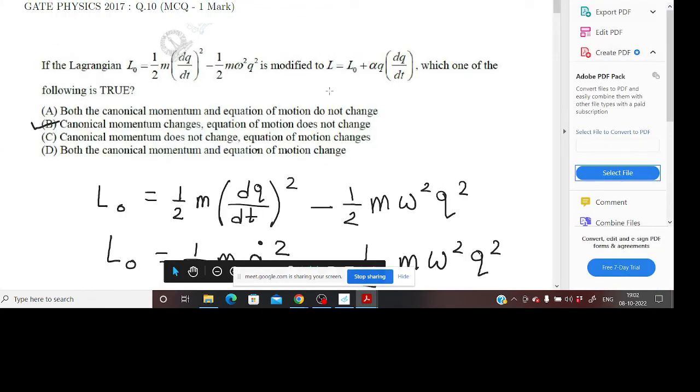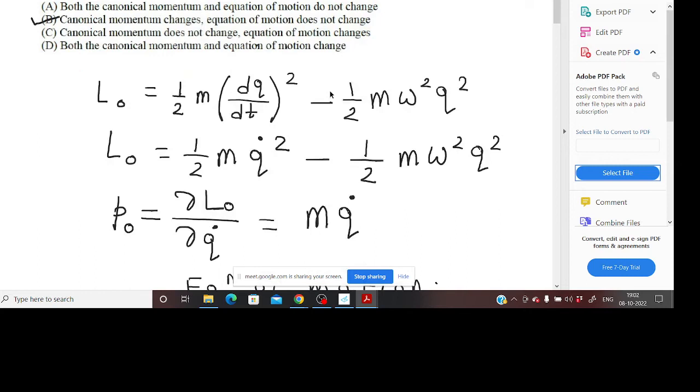Okay, so this was the question, right? Initially the Lagrangian was L0, equal to half into m into (dq/dt) whole square minus half m omega square q square. Here I will write dq/dt as q dot. Now what is the canonical momentum for this Lagrangian when the Lagrangian is L0? This is P0. P0 is given by del L0 by del q dot, right? So this is equal to m q dot.